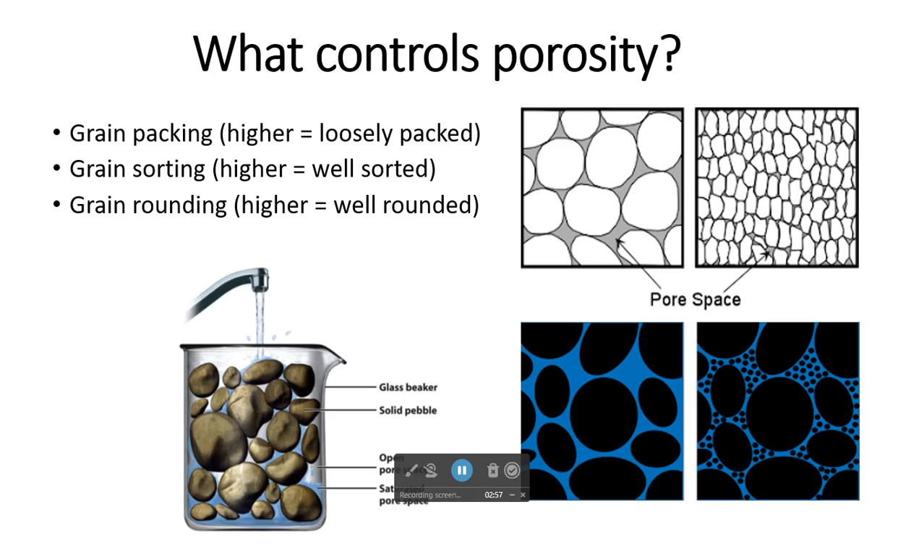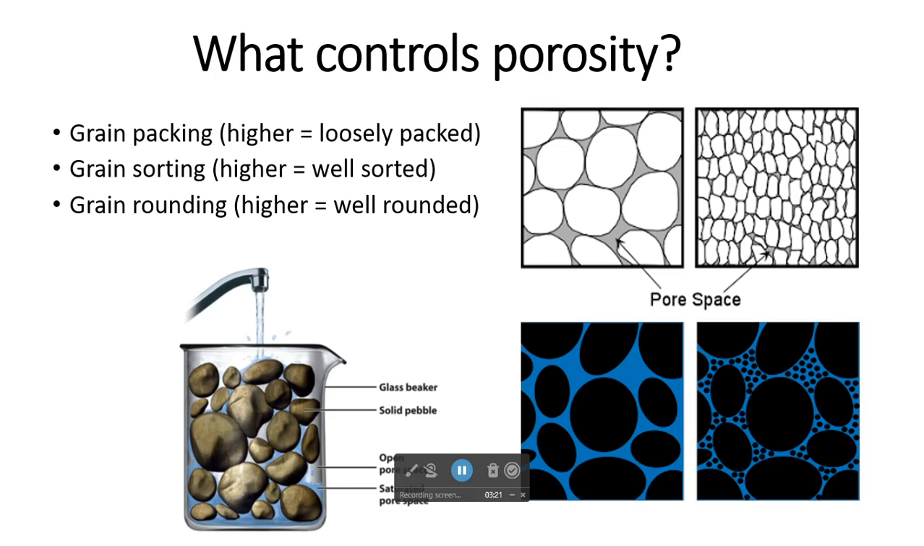Now I've mentioned porosity, and we've briefly talked about this in previous lessons, but porosity literally just refers to the amount of pore space that's available in a rock, or the amount of open space in a rock. And there are some different factors that control porosity in rocks. That includes the grain packing, which is how tightly together the grains in the rock are packed.